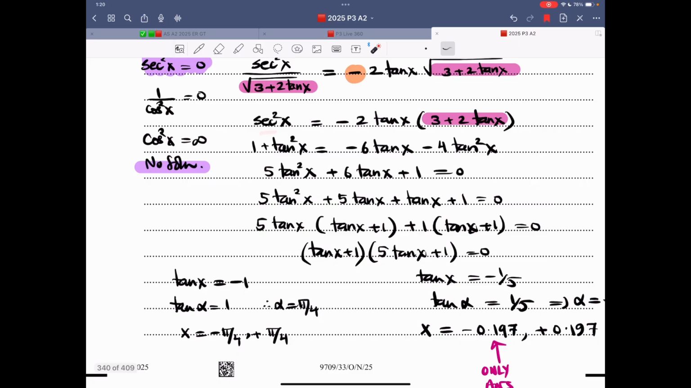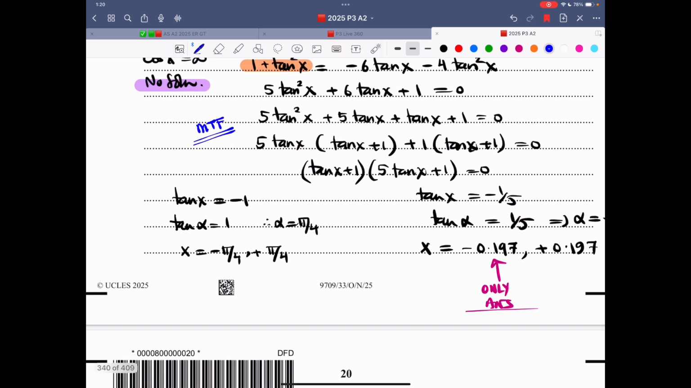Sec square x, now write it as what? Sec square x is equal to 1 plus tan square x. We have everything in terms of tan. So now 5 tan square x plus 6 tan x plus 1 equals 0. We are lucky. This is middle term factorization. Middle term factorization gives us two values of tangent. One is negative 1. Basic angle is 1.